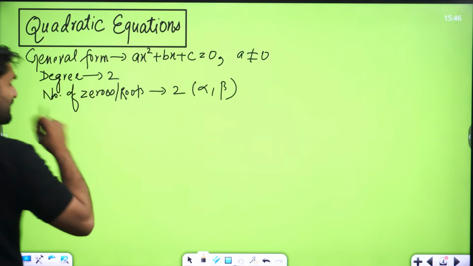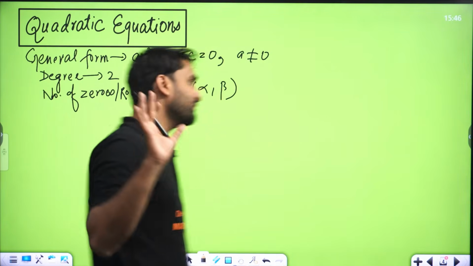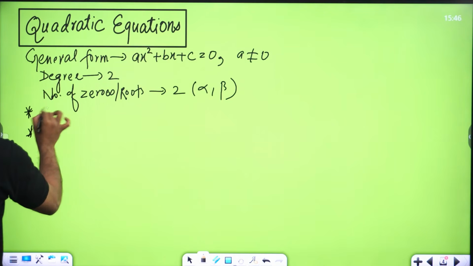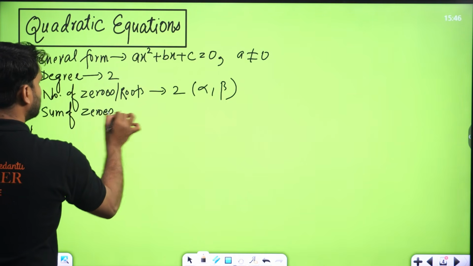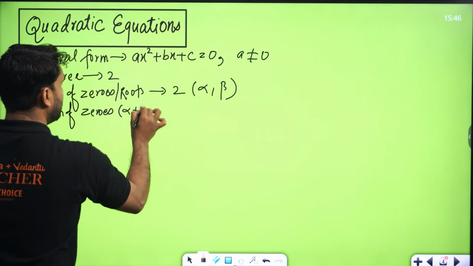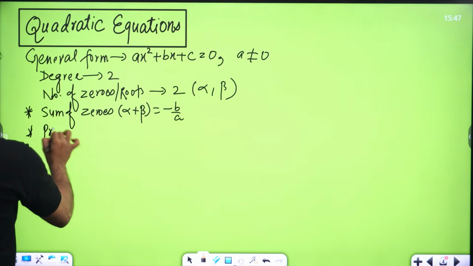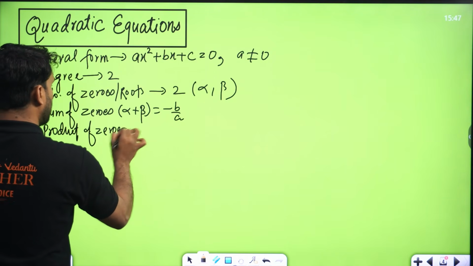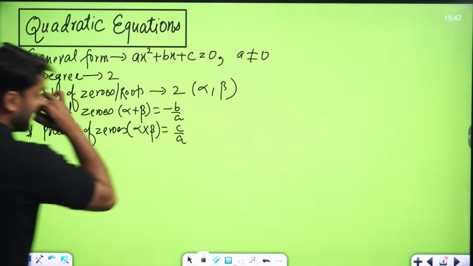My dear, the most important thing in quadratic equation is, listen, there are a few formulas. First formula is the sum of zeros. Sum of zeros means alpha plus beta is equal to minus b by a. Second is the product of zeros. If we multiply the zeros of a quadratic equation, it will give you c by a.